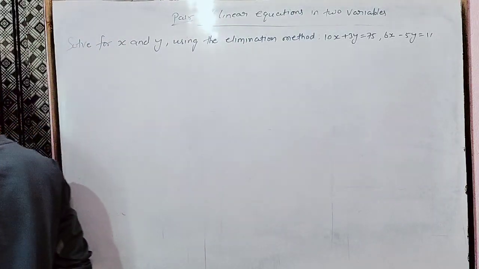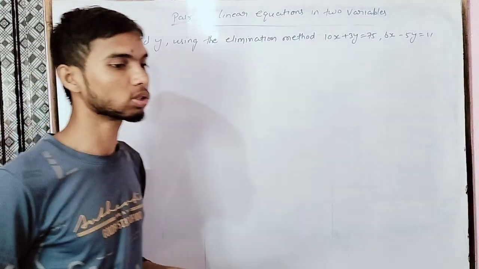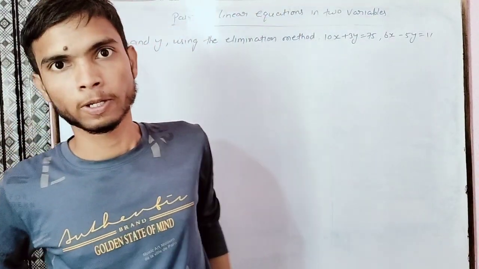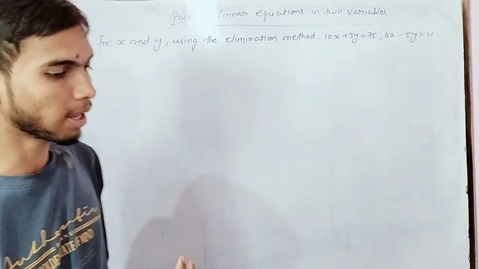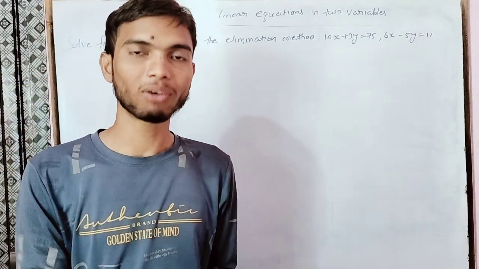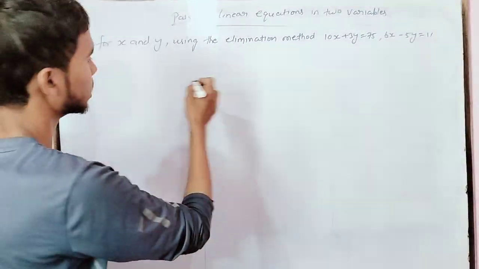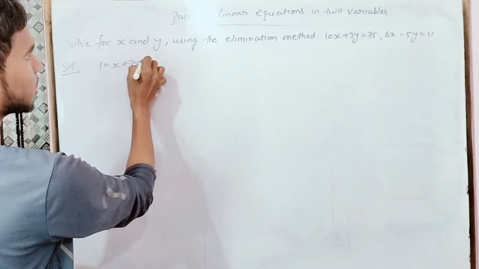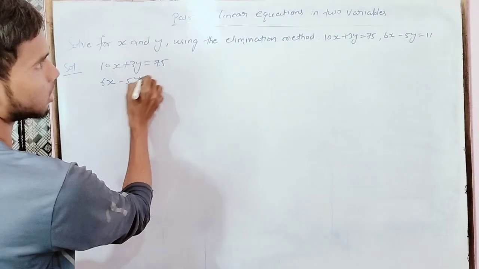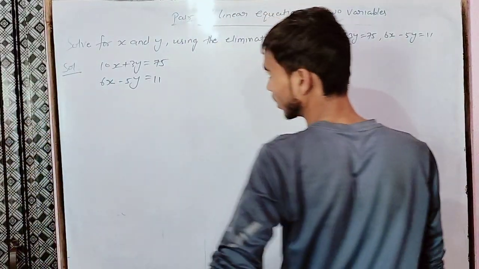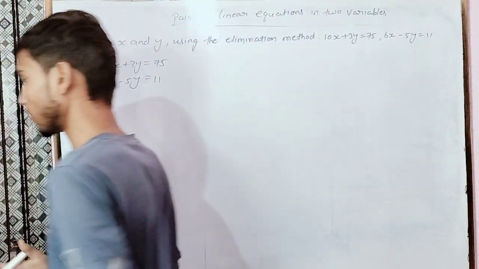This is the first question. We have to solve this question by using the elimination method. Now, the elimination method says that you have to make the coefficients of a variable equal. So first is 10x plus 3y is equal to 75, and second is 6x minus 5y is equal to 11.